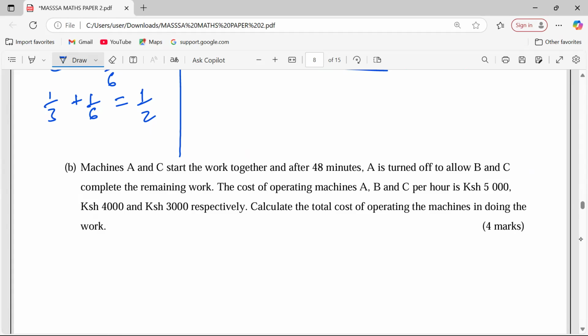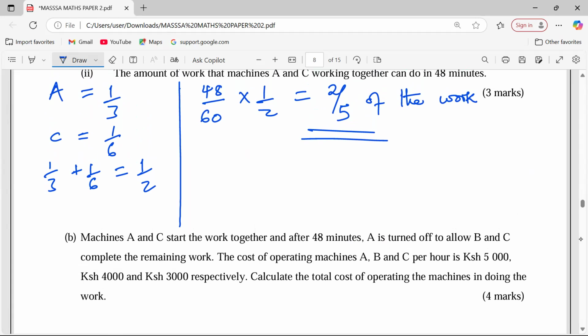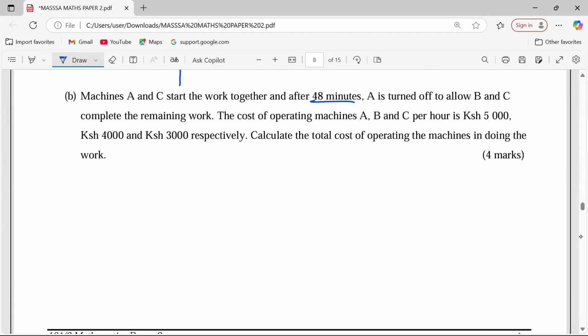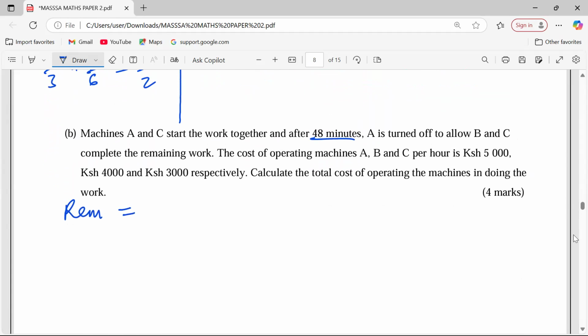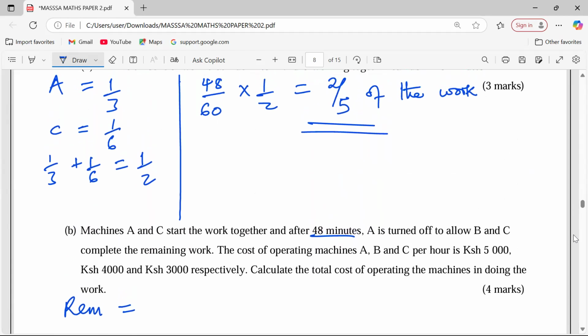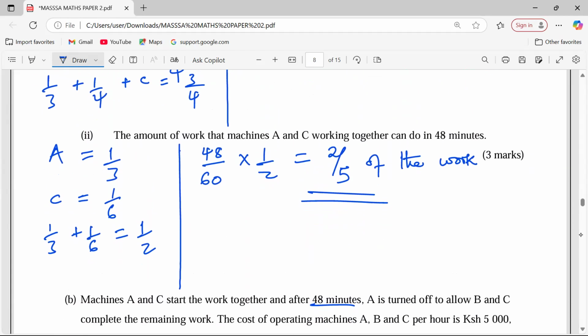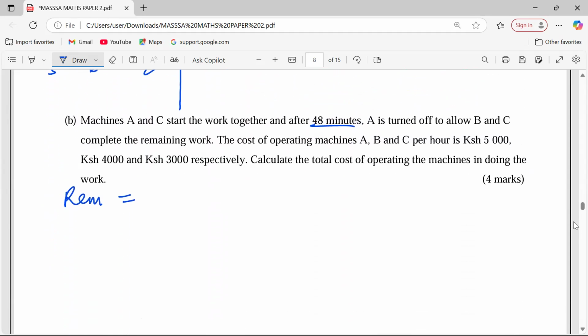So in this case, we shall say within the 48 minutes, 2/5 of the work is done. So the remaining work is going to be, because 2 proportions out of 5 has been worked, then 3 out of 5 has remained. Now, if 3 out of 5 has remained, then we can check B and C working together.